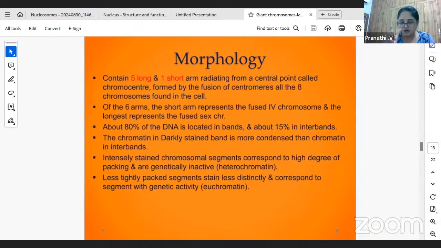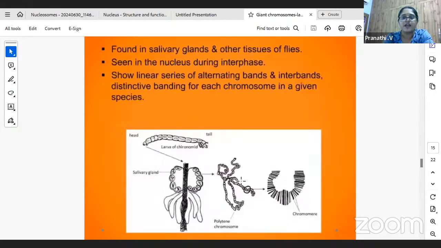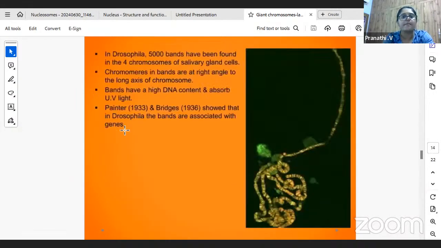This shows the 4 chromosome which is fused, and the longest one shows the sex chromosome, that is your XY chromosome. Around 80% of the DNA is present on the bands, 15% between the bands, the interbands. So do we have a picture? Yes, we'll come back to that.